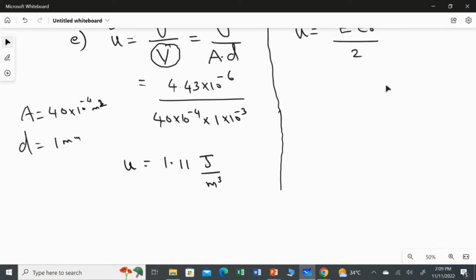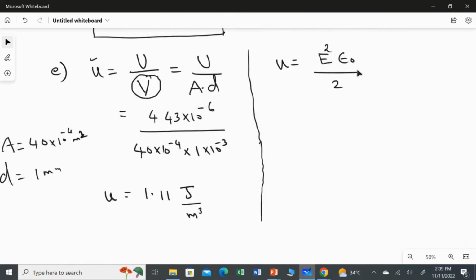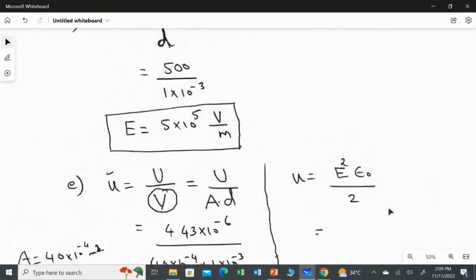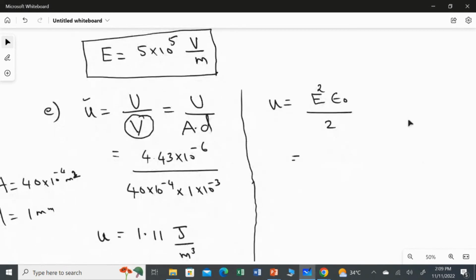Okay, let's use the second equation, because if you use this you will get the same answer. And we have the electric field also in the previous question, am I right? What's the value of the electric field? Which is 5 multiplied by 10 power plus 5, am I right? And epsilon naught is a constant, because we used this equation in the first part of this question, am I right?